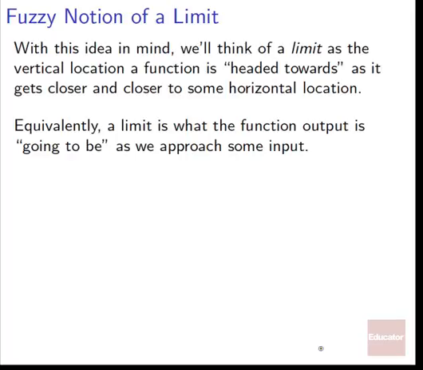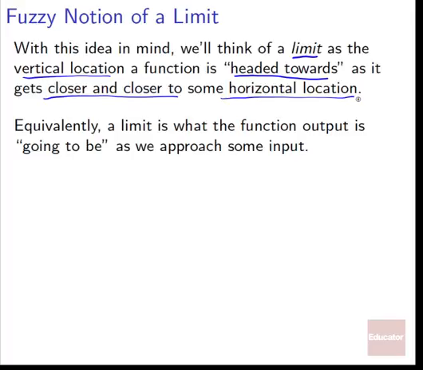So with this idea in mind, we want to think of a limit as the where it was headed. A limit is the vertical location that a function is headed towards, what it is going to be at, as it gets closer and closer to some horizontal location. So in that previous example, our motivating one of x over x, as x got closer and closer to 0, the function got closer and closer to being at a height of 1.